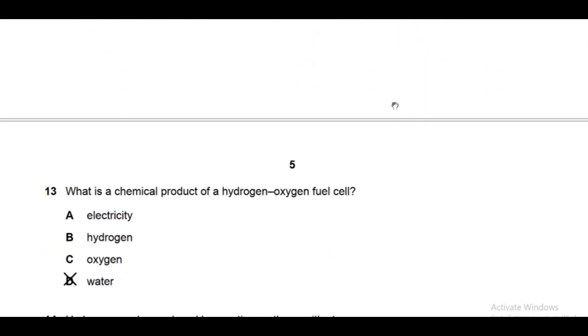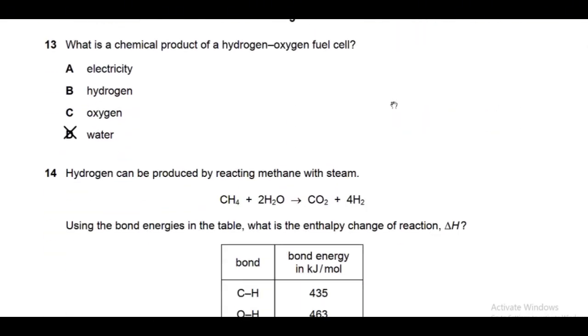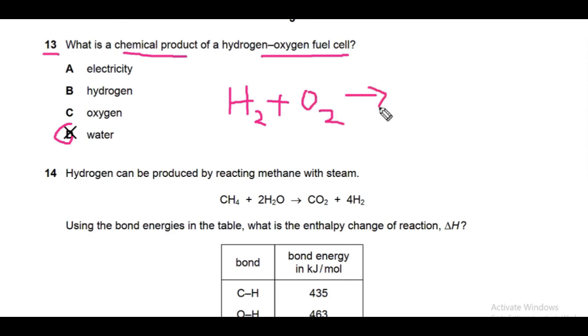Next, what is a chemical product of a hydrogen oxygen fuel cell? This is the answer, D, water. Hydrogen reacts, burning with oxygen, to produce water. So in a hydrogen oxygen fuel cell, the chemical product will be water.